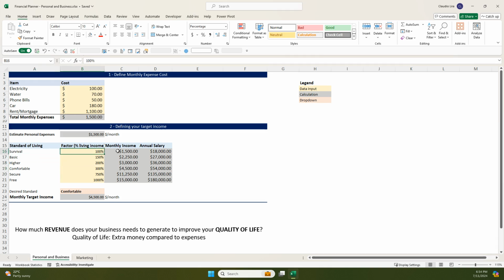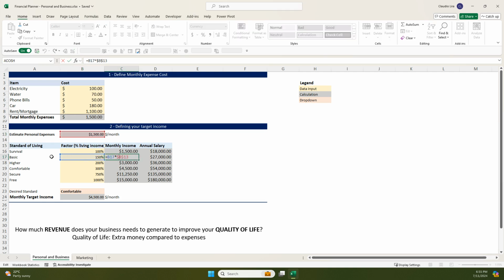For example, if you are in a survival standard of living, so on a factor of 100%, your monthly income needs to be what you need to make to pay the bills, which means that you are not really making extra money. You are barely surviving to pay the bills, right? Which is okay. A lot of people are in this situation, and it is usually where people start when they start thinking about generating more revenue. And another case here is if you have a basic standard of living, which is 150% of your personal expenses.